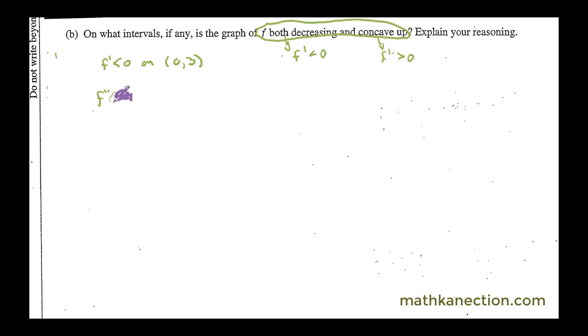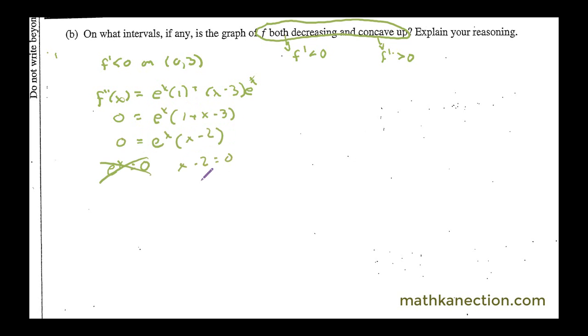So then for f double prime, do a product rule, so we have e to the x times 1 plus x minus 3 times e to the x. Setting this equal to 0 to get the possible inflection points, factor out e to the x, set each factor equal to 0 to get x is equal to 2. So on our f double prime number line, putting the value of 2, testing before and after, we get negative before 2 and positive after 2.